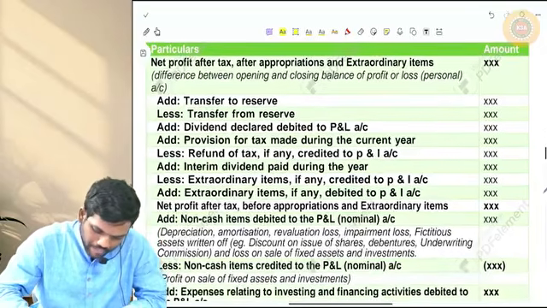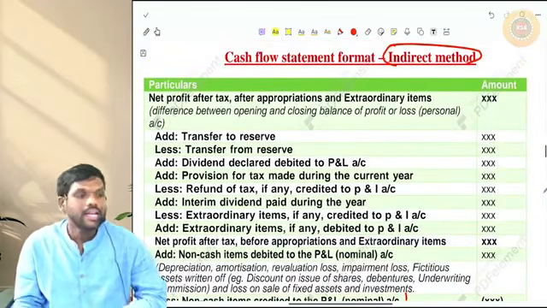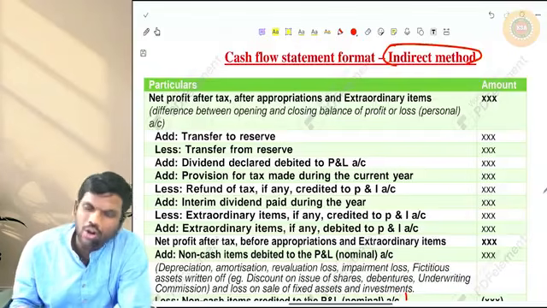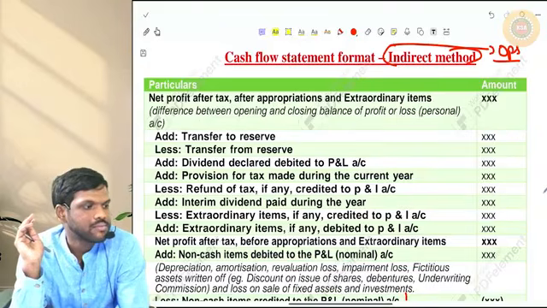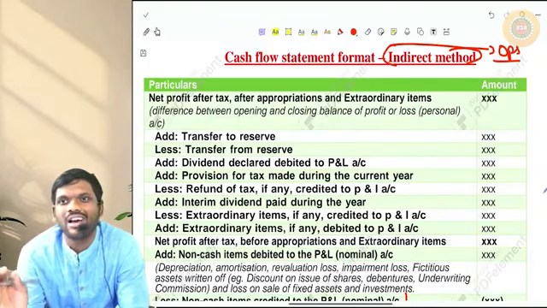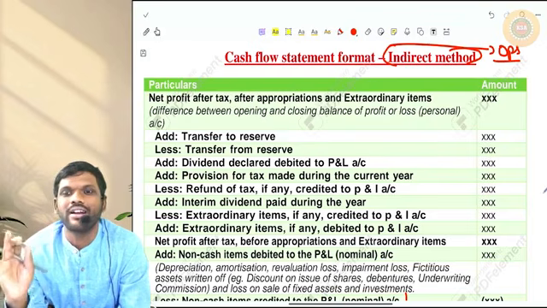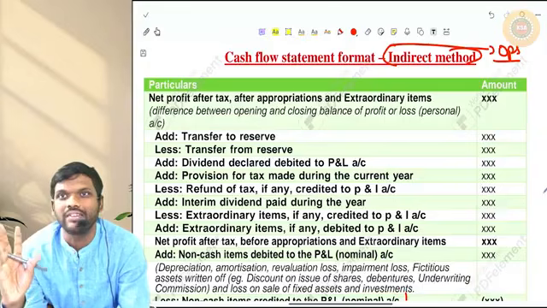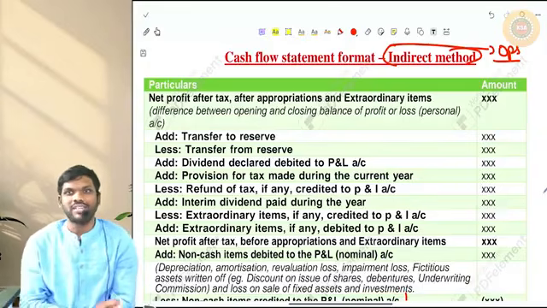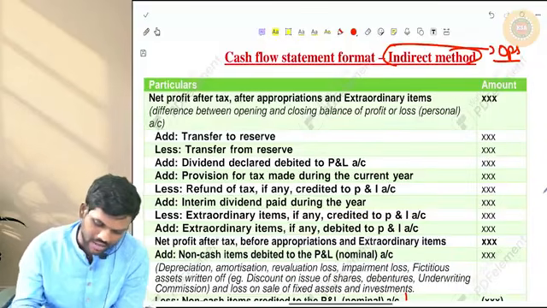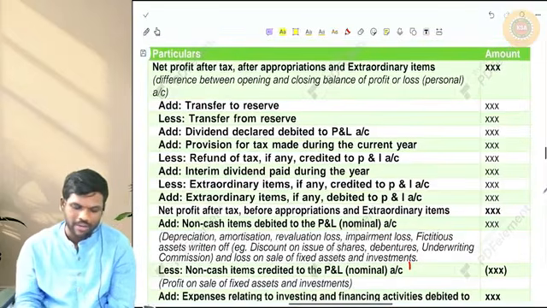So first thing, I am first discussing the indirect method. Guys, remember this indirect method or direct method is only for operating activities. Investing and financing are always under direct method only. When somebody says direct or indirect method, it will only affect operating activities. For investing and financing, there is nothing called indirect method. So have this clarity. Now, indirect method, how to prepare a cash flow statement.